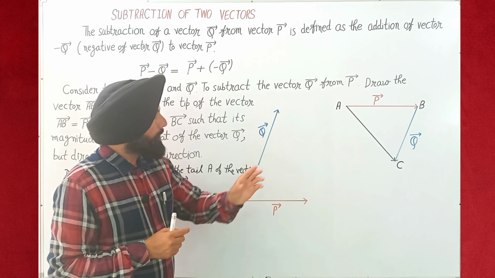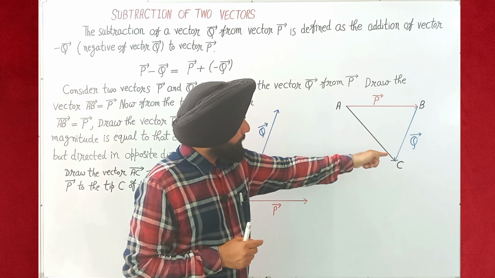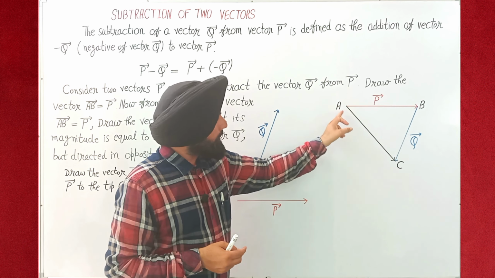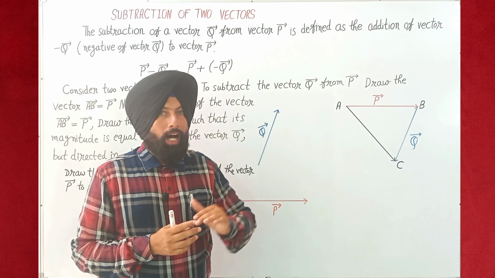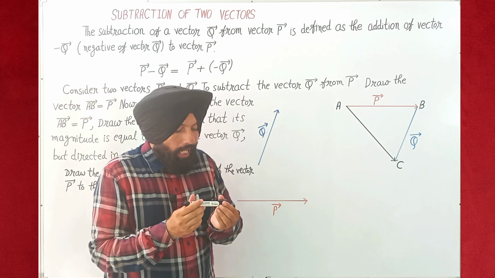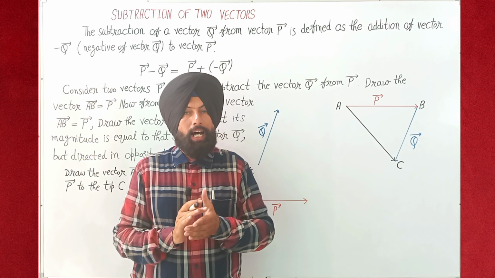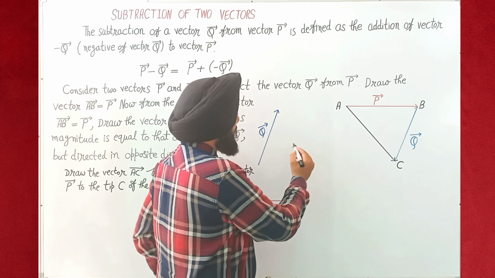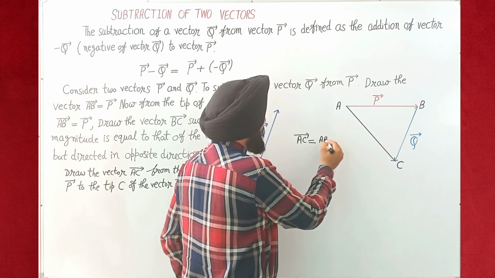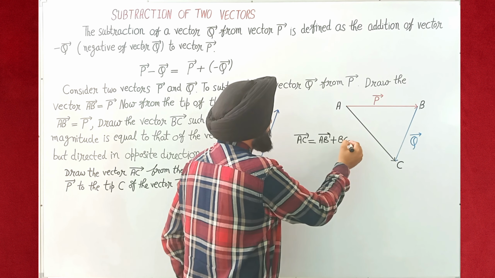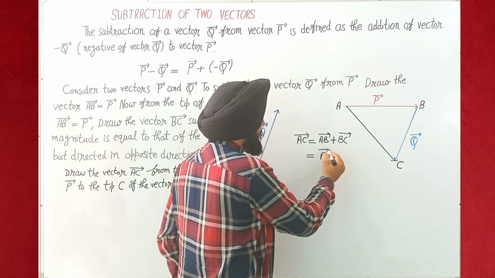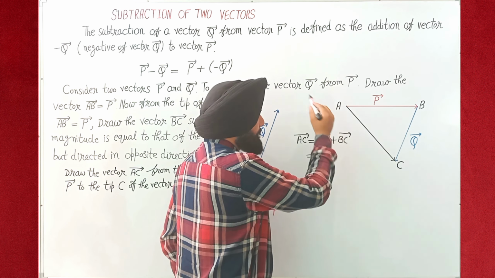Now AB vector, BC vector, clockwise. AC vector, opposite direction, anti-clockwise. So here we will be applying the triangle law of vector addition, means AC vector equal to AB vector plus BC vector. Now AB vector is the P vector, and BC vector.